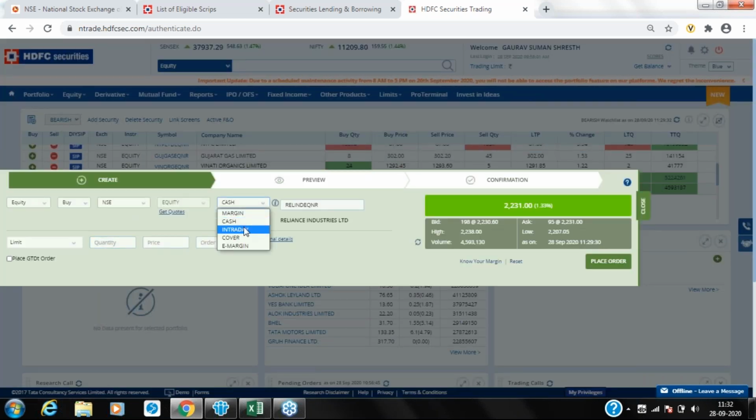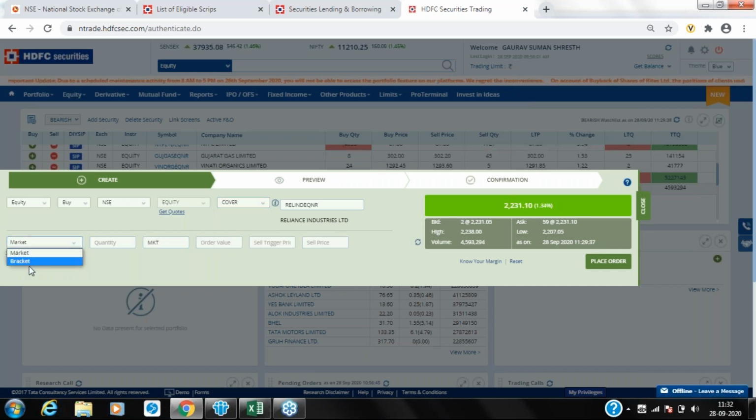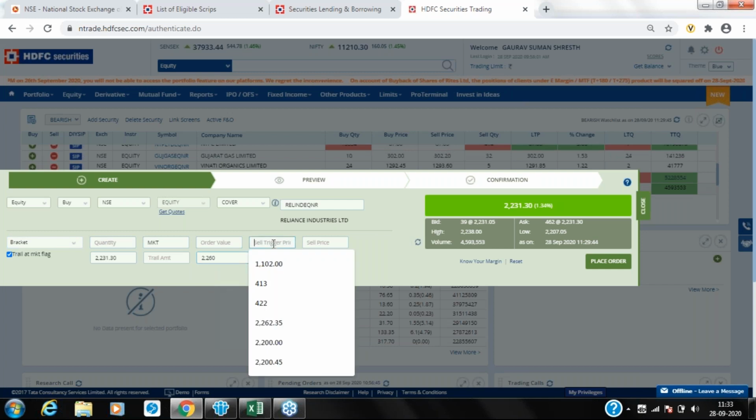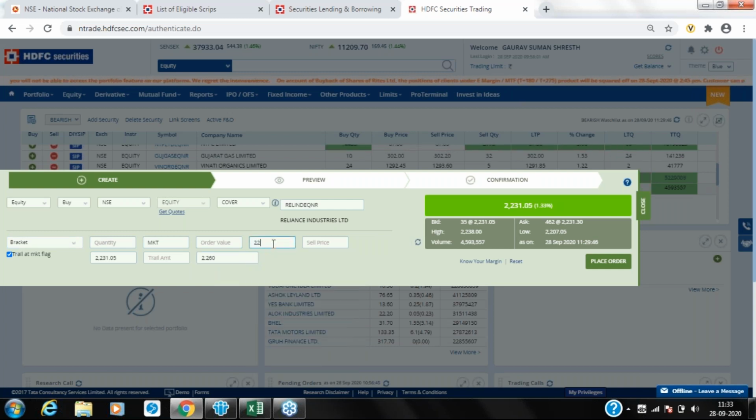So I want to buy Reliance Industries for intraday at 2230, 2231 level. And I want to keep a target also. So I'm keeping a book profit target of 2260 level. And the stop loss, I want to keep it at 2200 level. I will click outside of the box, and automatically all the other boxes will get filled. So only two prices I have to actually enter, stop loss and the target.